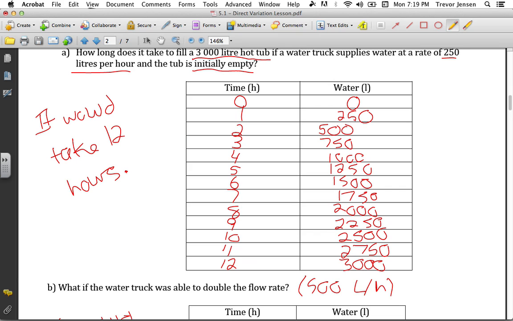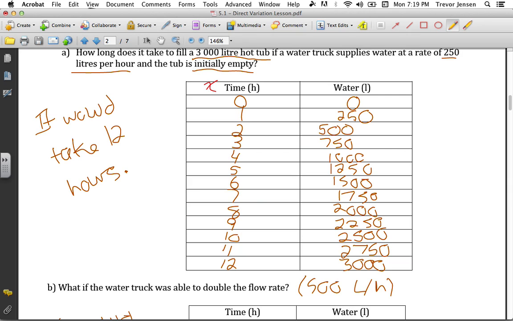So time, I've decided, is independent. And in most cases, when you're doing a question with two variables, if time is one of the variables, time is usually the independent variable. That's why it's in the left-hand column, because we always put the independent variable in the left-hand column, and we use the letter X to represent the independent variable.